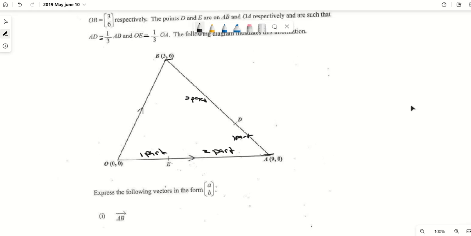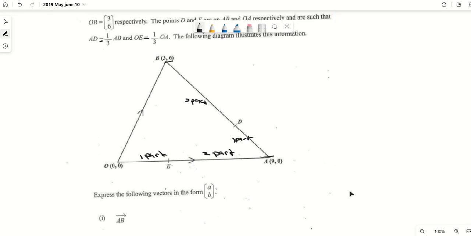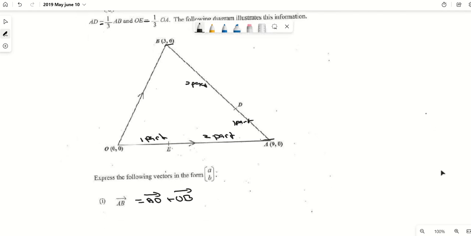The following diagram illustrates the information. Express the following vectors in the form, well, not A over B, AB. So they want AB, vector AB. That means your starting point is A, and we're going to B. All right? So it's going to be AO plus OB. Because remember, our starting point is the starting letter, ending point is our ending letter, and the one that is closest to our plus sign would be our point in common, which is O. Or you could use your diagram where you start at A, you go down, down, down to 0, and then you go up, up, up, up, up, up.